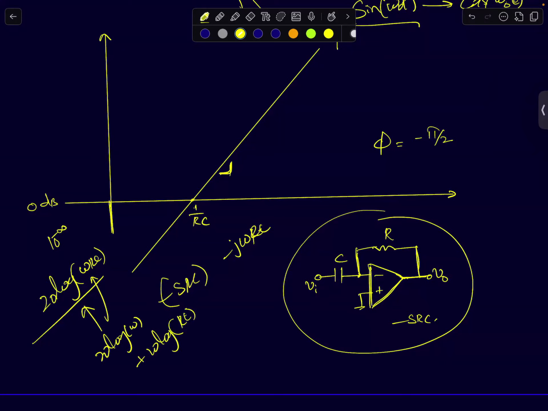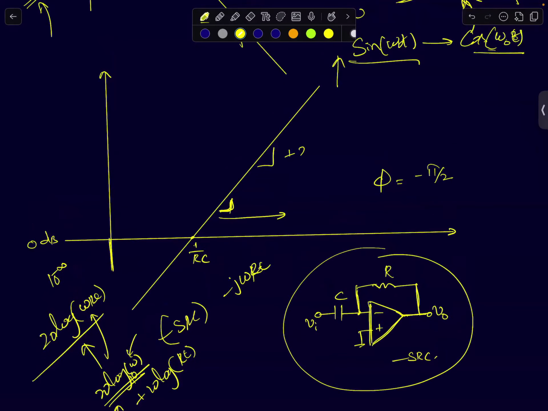This term has a slope of 20 decibels per decade. If you change omega by 10, this being log to base 10, it will increase by 10. So for every decade change in frequency, your amplitude will increase by 20 decibels. So this will increase linearly on a log scale at the rate of plus 20 decibels per decade. The point where its gain becomes equal to 1 is the derivative frequency, which will be 1 by RC.